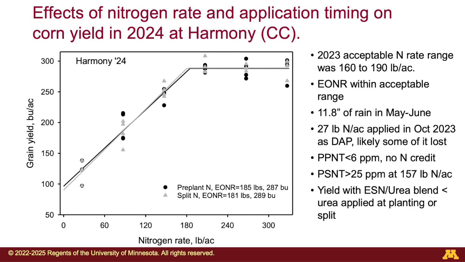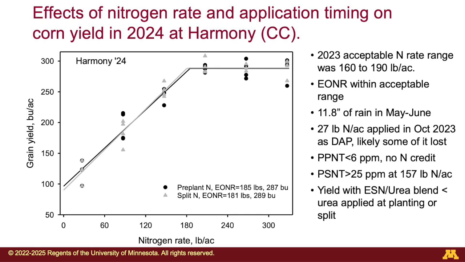It took either 181 or 185 pounds. There really is no difference. It produced either 287 or 289 bushels. So here's a classic example of where people think, okay, I'm going to shoot for 300 bushels of corn. I'm going to think that I got to have 1 pound of N per bushel, so I need 300 pounds. This is a case where we grew nearly 300 bushels with 180 pounds, right within our recommendation guidelines.